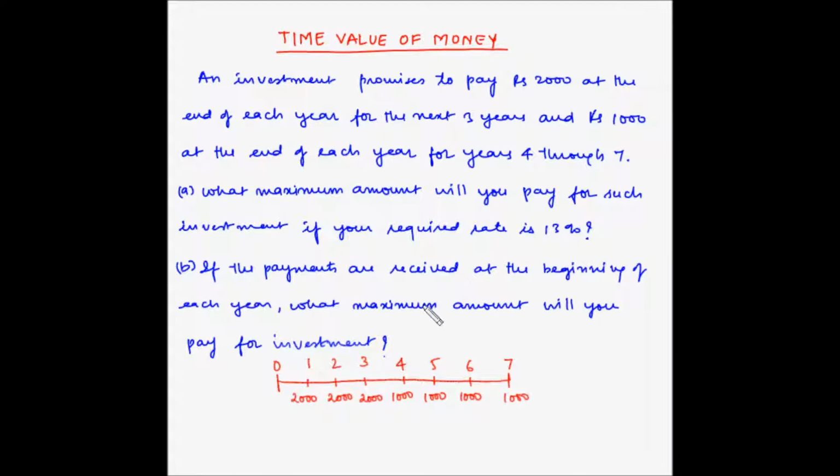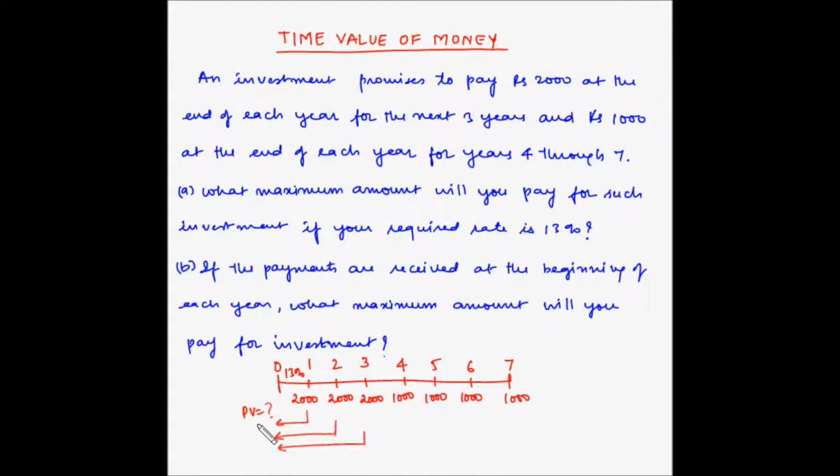Now the question A is, what maximum amount will you pay for such investment if your required rate is 13%? So if you were to make an investment today, how much will that amount be so that you get this stream of cash flows at 13% per annum? So what is the present value?